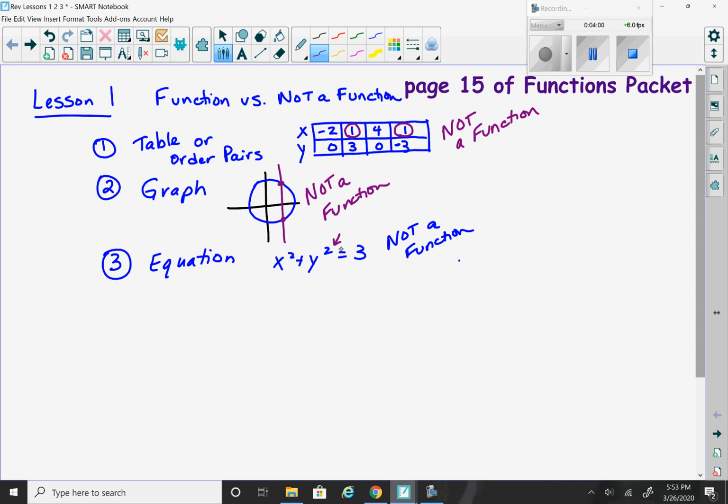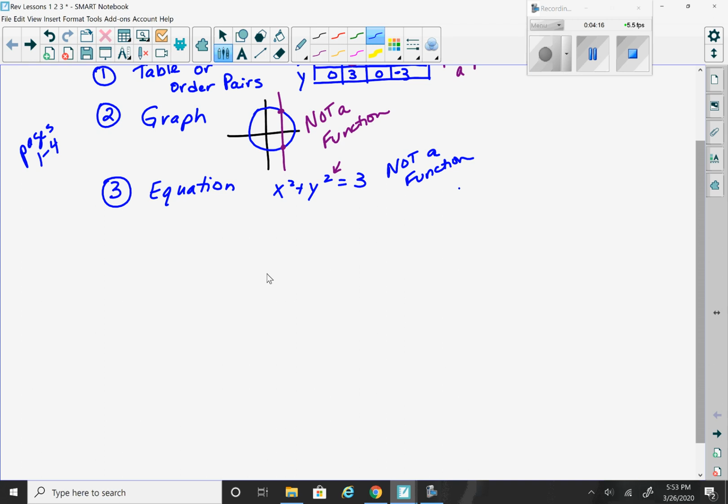If you're still a little confused on lesson 1, you can go back in your packet and look at, I believe it was pages, I want to say 1 through 4 for more examples, or you can go back and watch the video that I posted on lesson 1.